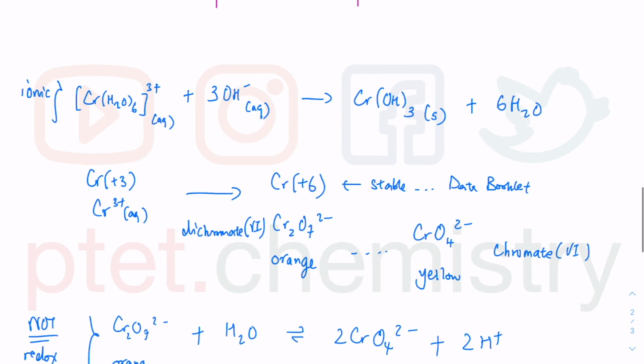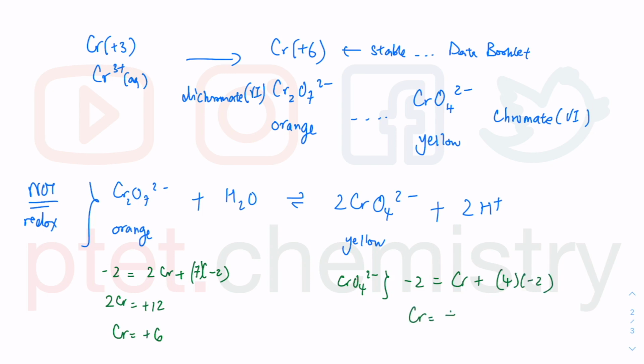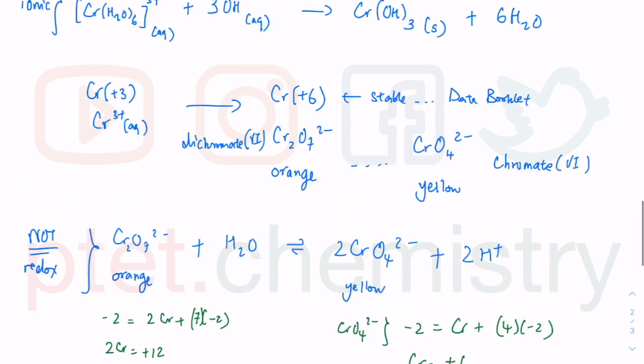I haven't shown you where to get a chromium plus 6, but I hope you know where to get it. Maybe I should quickly just show it. Chromium plus 6 oxidation state. So if you have Cr2O7 2-, minus 2 overall charge, 2 chromium plus 7 times minus 2. The oxidation state of each oxygen in the compound is minus 2. So 2 chromium is plus 12, each chromium is plus 6. For the CrO4 2-, the charge is minus 2, so that's the overall oxidation state. Chromium plus 4 times minus 2, chromium is going to be plus 6 there as well. No change in redox, no change in oxidation number. This is not a redox equation.